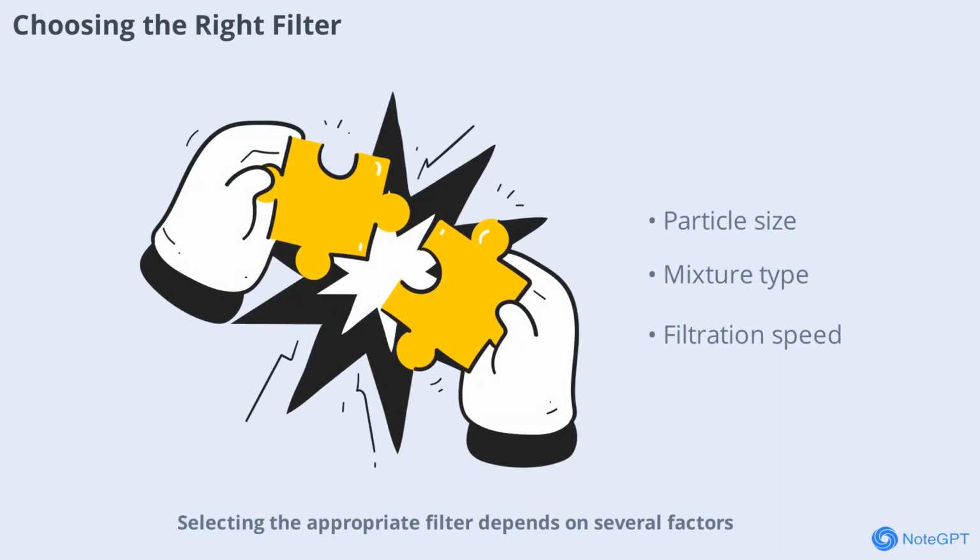Selecting the appropriate filter depends on several factors, including the size of the particles to be separated, the nature of the mixture, and the desired speed of filtration. For coarse particles, a simple filter paper may suffice. For finer particles or more demanding separations, specialized membranes or vacuum filtration setups might be necessary. It's important to match the filter's properties to the specific requirements of the experiment to achieve the best result.